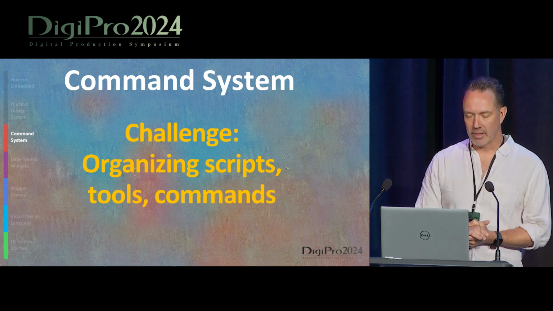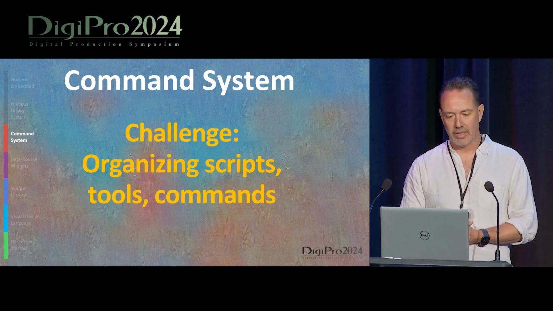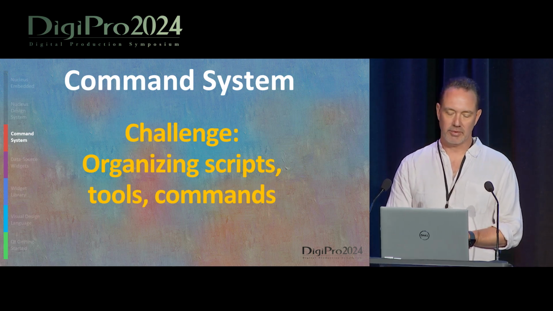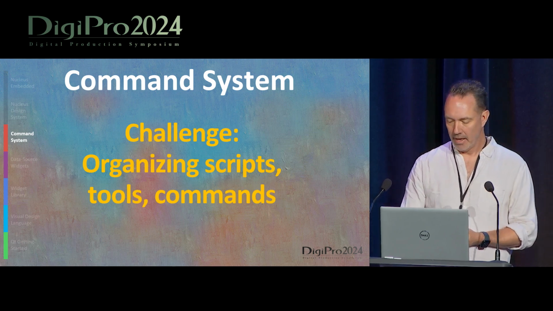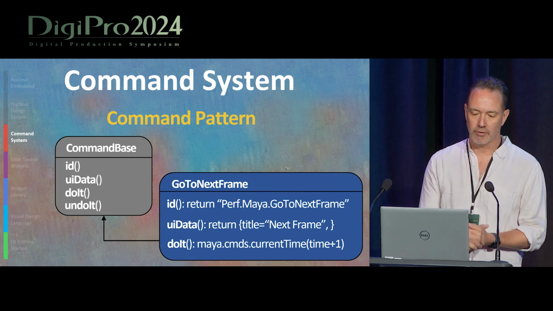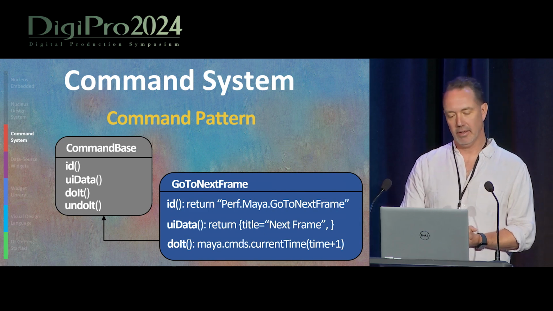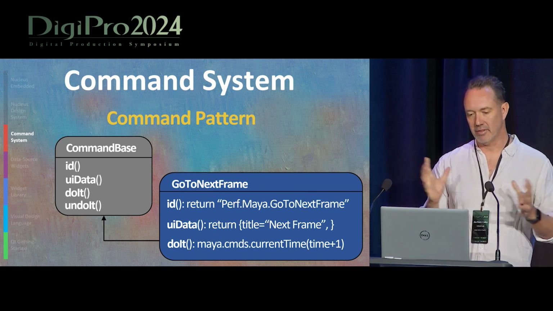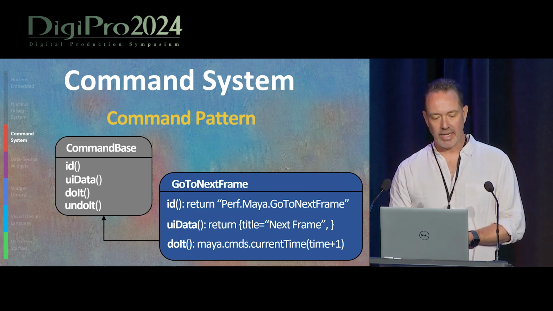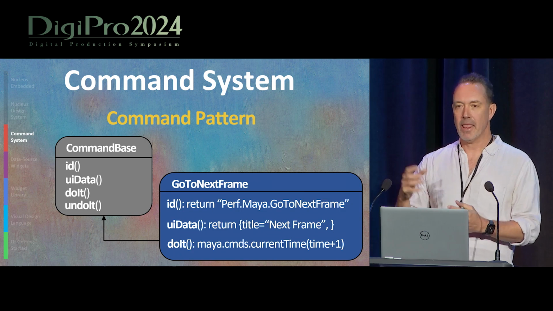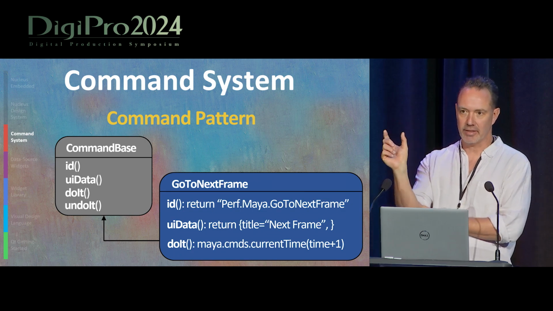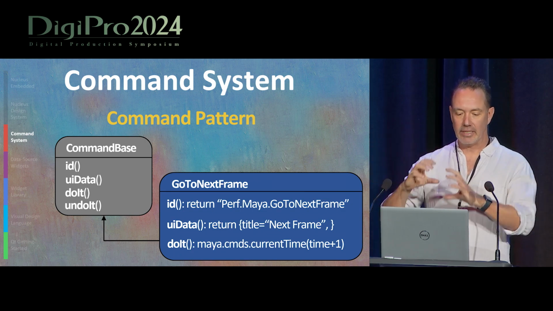So a parallel challenge we had along the way was to organize the hundreds, if not thousands, of scripts, tools, and commands that had developed over the years at Animal Logic. Another design pattern that worked really well for us here was the command pattern. Recall that with the command pattern, which is a standard Gang of Four pattern, the key idea is that you have a method like do it, execute, or run, as it might be called, and you put your key payload of functionality, your script or your function, into that method.